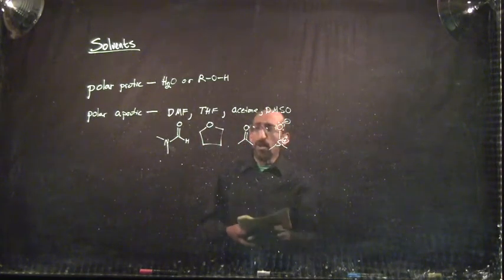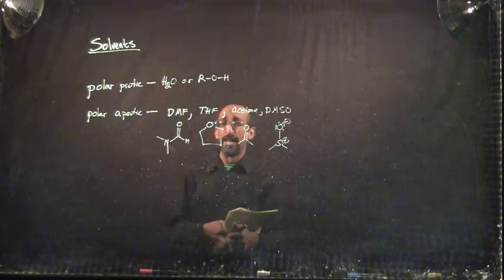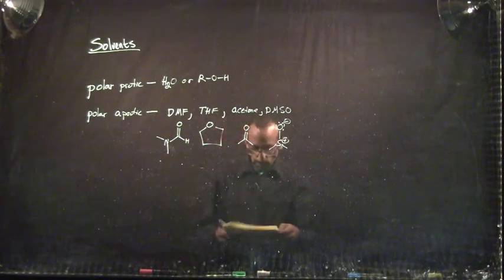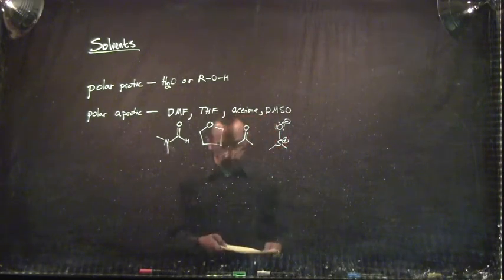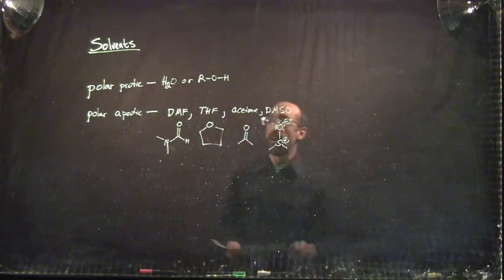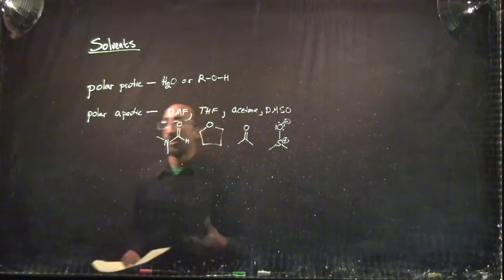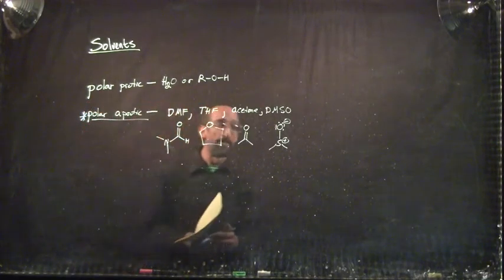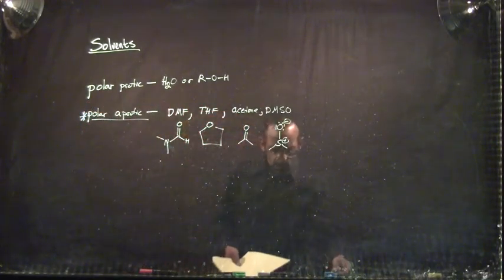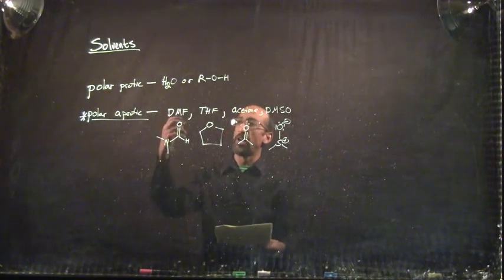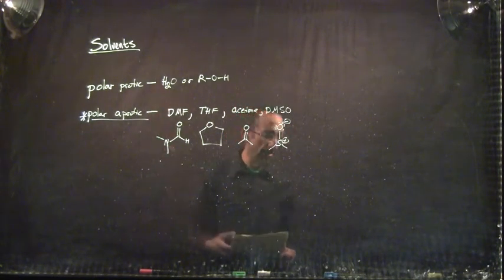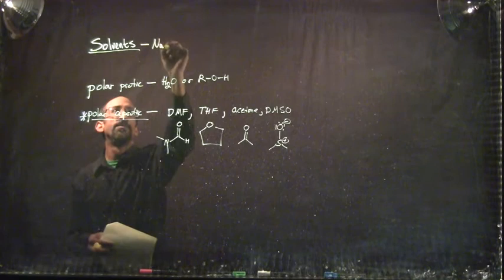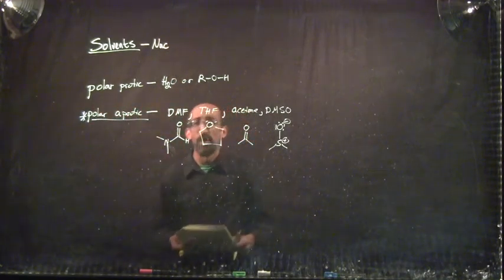Now, one of these is better than the other for SN2 chemistry. And it turns out that polar aprotic solvents are actually much better for us. So for SN2, we want a polar aprotic solvent to be what we use. So why is it that we want a polar aprotic solvent versus a polar protic solvent? This all has to do with the nucleophile. The solvent will affect the strength of the nucleophile.